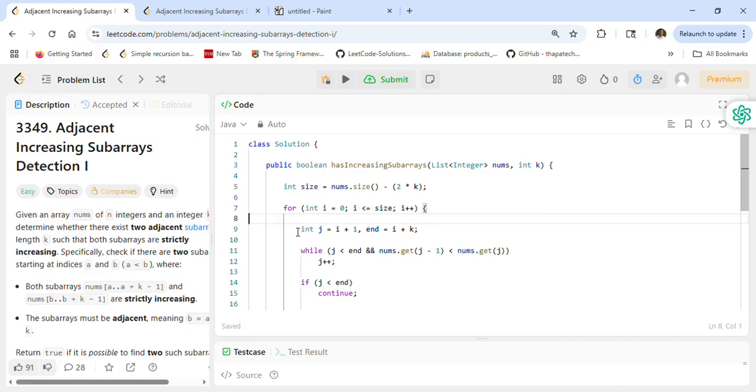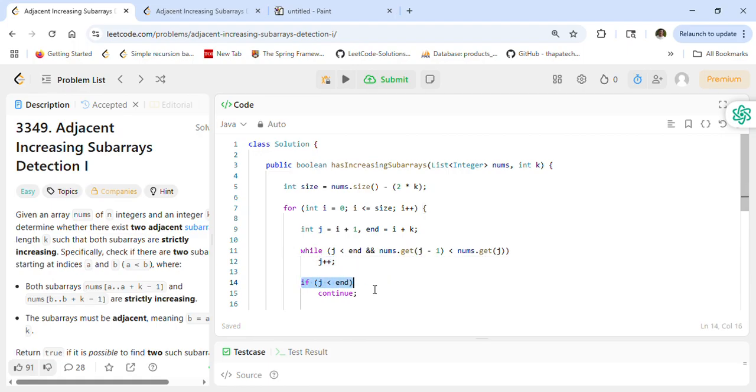And i plus plus, so in this first one you wanted to check whether you are finding the first sub array which is strictly increasing, right? So j is equal to i plus 1, end is equal to i plus k. In this while loop you will keep checking if the numbers are in a strictly increasing order, right? nums of j minus 1 should be less than nums of j, right? And you keep incrementing the j pointer.